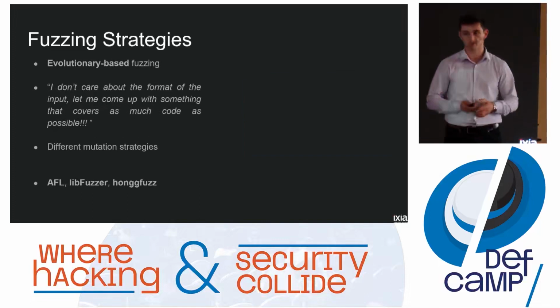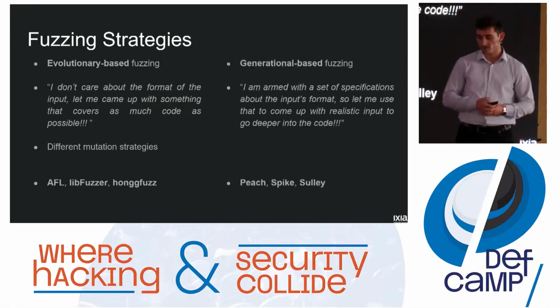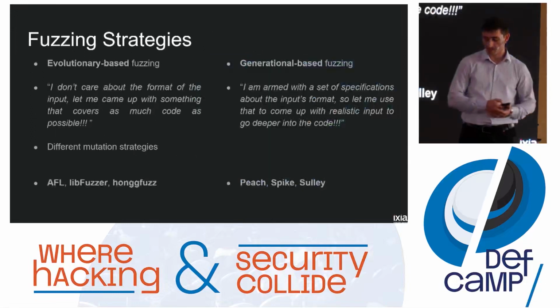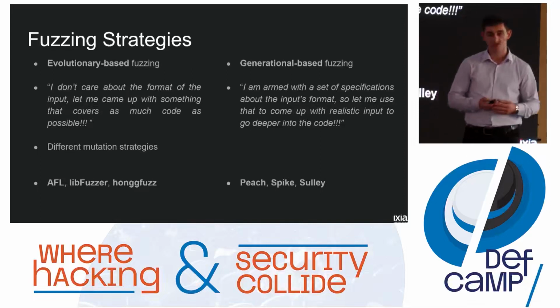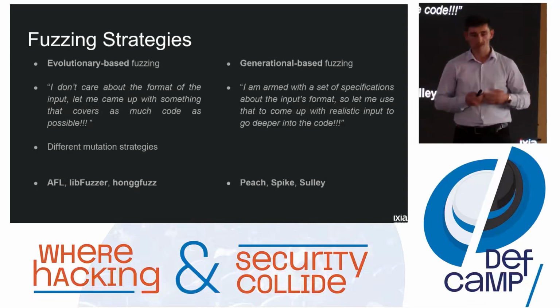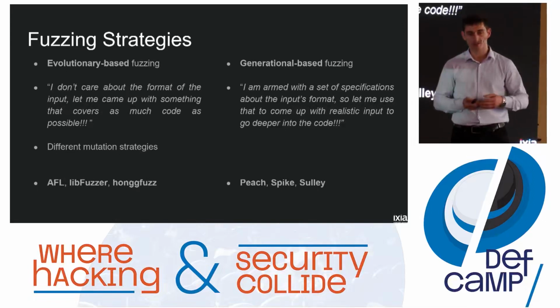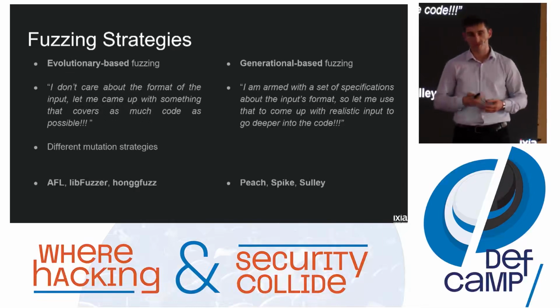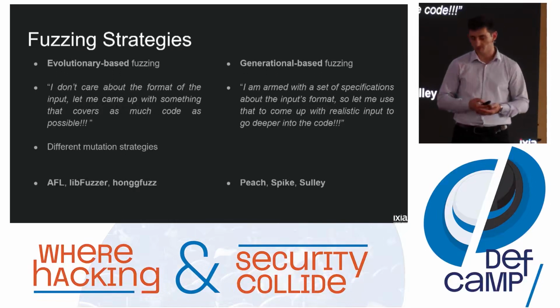There are multiple ways to classify fuzzing strategies, but the one that I like the most is evolutionary-based fuzzing versus generational-based fuzzing. Evolutionary-based fuzzing is about using genetic algorithms in order to create better code coverage. So you're hoping that the genetic algorithm will use mutation strategies, and those mutation strategies will lead to better coverage.